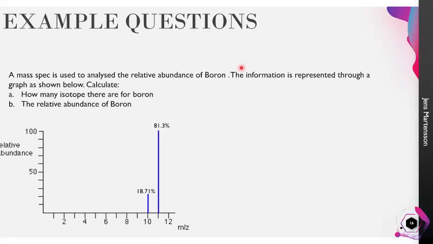The first question being asked here is, based on our graph, how many isotopes do we have for boron? So we have 2 isotopes for boron. We have a boron 10 isotope and a boron 11 isotope. And then calculate the relative abundance of boron.